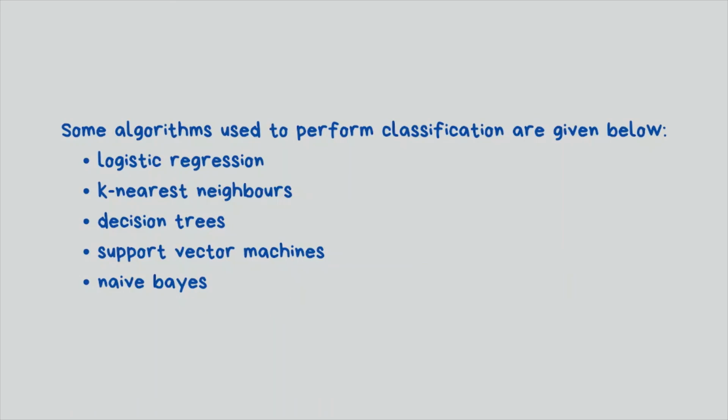Some algorithms used to perform classification are given below: logistic regression, k-nearest neighbors, decision trees, support vector machine, naive Bayes.